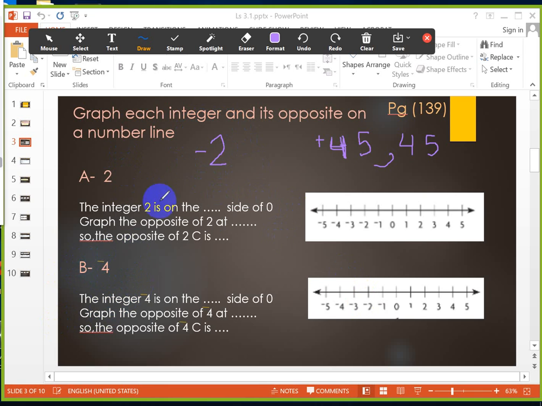So here I want to locate the positive number, which is 2. On the number line, 2 is a positive integer. That means 2 will be on the right side of the 0. It will be right here. This is 2. So you have to locate number 2. What about the opposite of 2? What is the opposite of 2? Who will tell me?